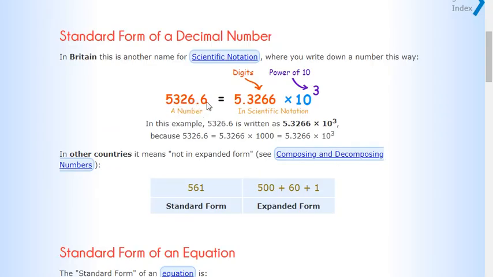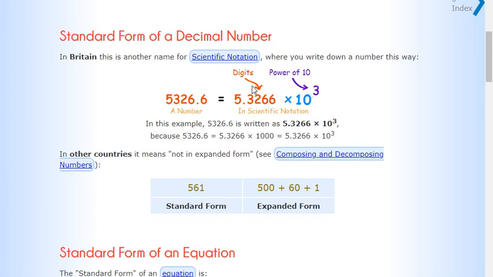5326.6 can be written as 5 point, see this point is shifted 3 places over here, and it is written 10 raised to, and nothing was there, 10 raised to 0, so 10 raised to 3 now, because the point shifted 3 places, so 3 zeros added. So this number becomes 5.3266 into 10 raised to 3.